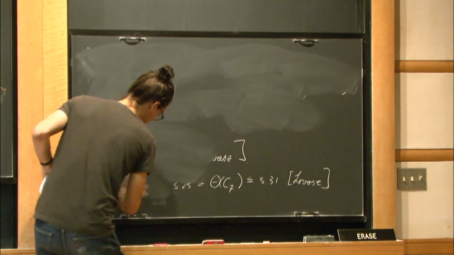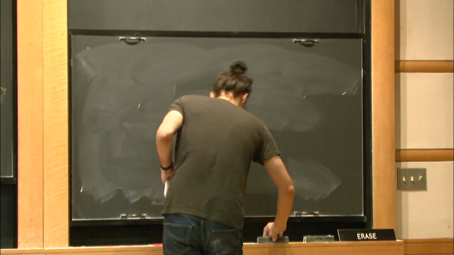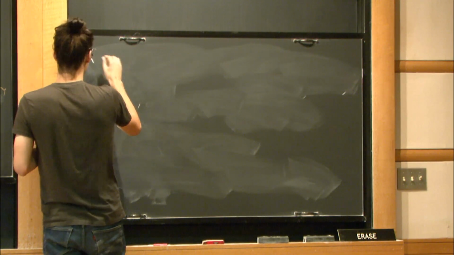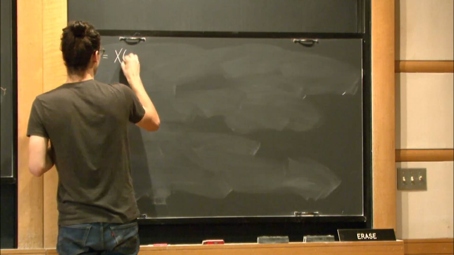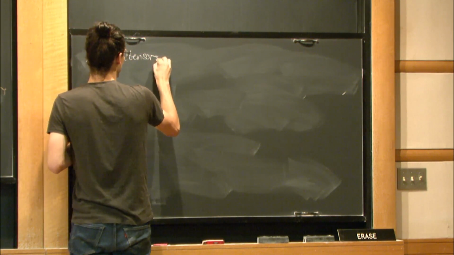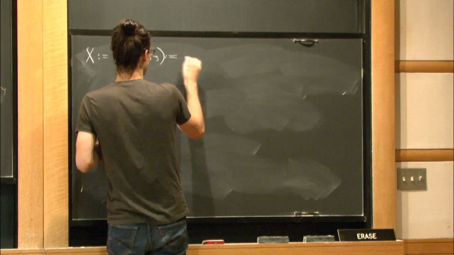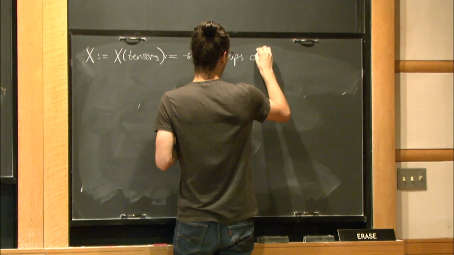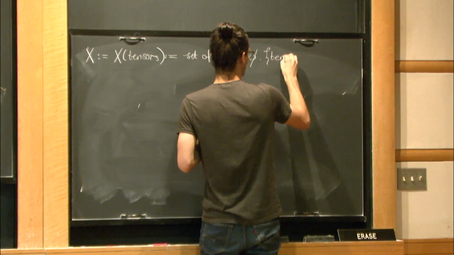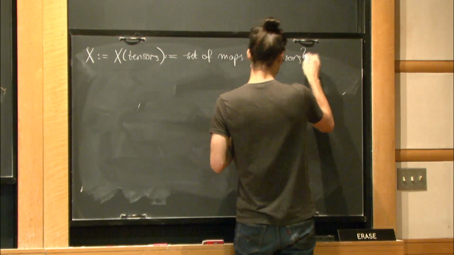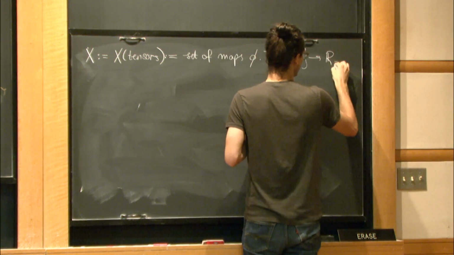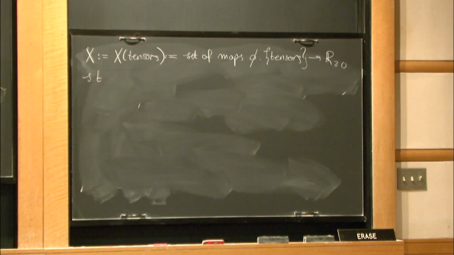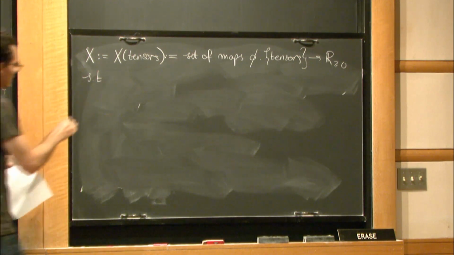So let's now define the asymptotic spectrum of tensors by analogy. So let's say X of tensors is the set of all maps phi from all tensors of all possible sizes to the non-negative real numbers, such that we have the following four properties again.